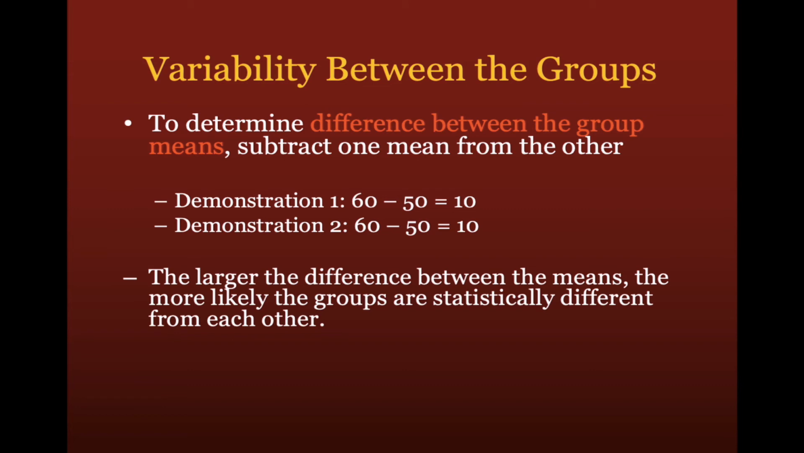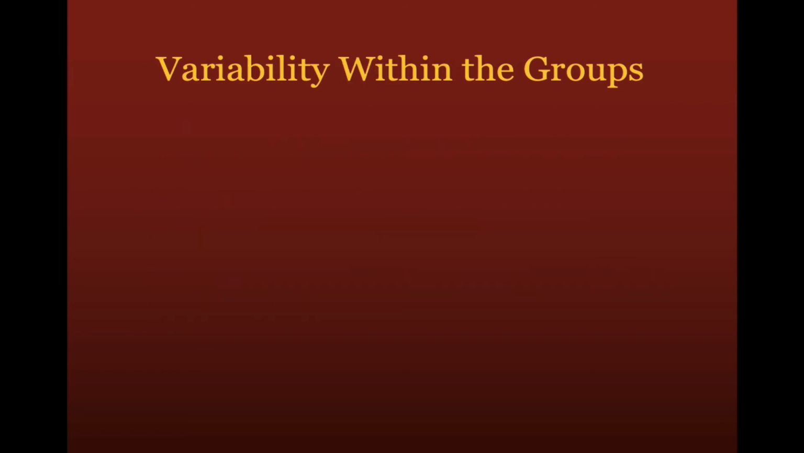The larger the difference between the means, the more likely it is that the groups are going to be statistically different from each other. Now, that's not the only factor you have to take into account, but everything else being held the same, larger differences between the means are going to be more likely to lead to statistically significant differences compared to when the means are close to each other. All right, so that's the variability between the groups.